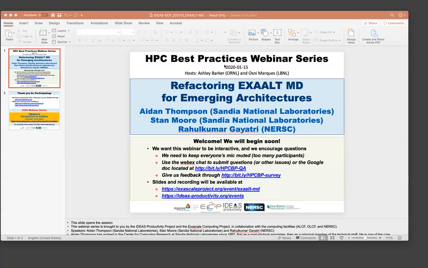Stan is also a computational scientist at Sandia, specializing in particle-based simulation methods such as molecular dynamics and direct simulation Monte Carlo. He is a software developer of LAMMPS and SPARTA codes, and his research currently focuses on extending particle-based codes to use Sandia's Kokkos performance portability library to run efficiently on next generation computing platforms. And last but not least, Rahul Gayatri is an application performance specialist at NERSC and works closely with an application development team to optimize compute intensive kernels for future generation architectures. He's currently working with the LAMMPS team in the EXAALT ECP project to optimize the SNAP module for NVIDIA GPUs.